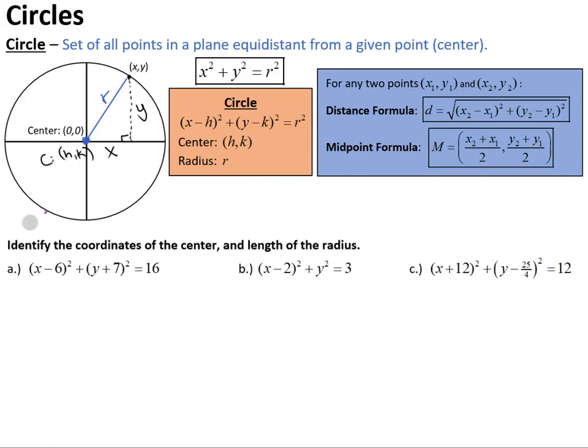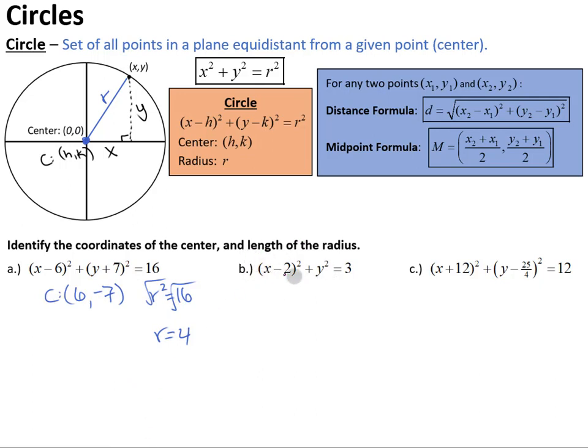Okay, so let's identify the coordinates of the center and the length of the radius of these three circles. For A, I see my h value here, remember kind of being the opposite of what they look like, is actually positive 6. My k value is negative 7. And remember that 16 is equal to the radius squared. So to get to the radius, you need to square root both sides. And because the radius is a length, we are only interested in the positive version. So the radius is 4. Center at 6, negative 7, radius 4.